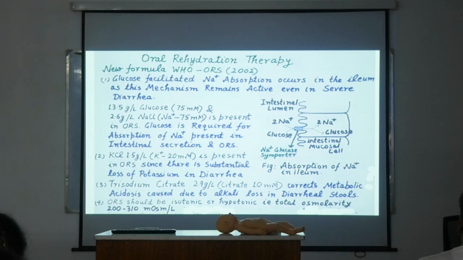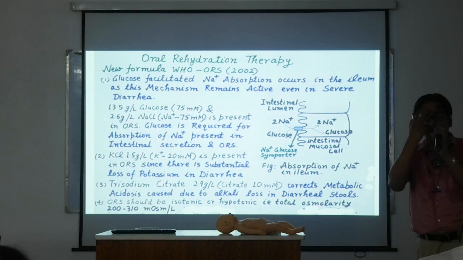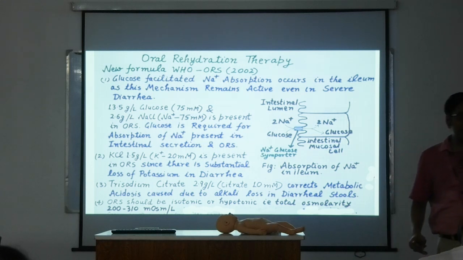The sodium glucose importer remains active even in severe diarrhea. When there is very severe diarrhea, a lot of water is being lost, all electrolytes are going outside the body, but this sodium glucose transporter in the ileum of the small intestine remains active. Without sodium, a person cannot survive; it is the most important extracellular ion, okay?